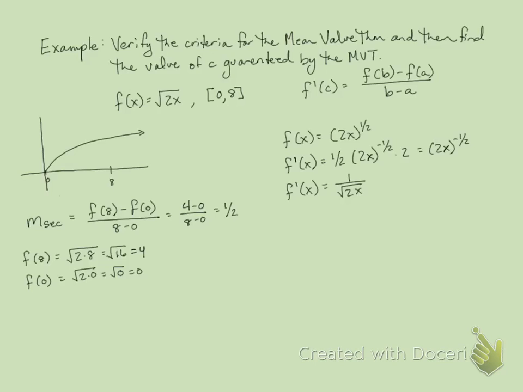And so we're looking for that C, so now we know that f prime of C is going to equal 1/2, and so 1 over the square root of 2c is going to equal 1/2. If we cross multiply here, we get 2 equal to the square root of 2c. If we square both sides, we get 4 equal to 2c. Divide by 2, and we get c equal to 2. And that 2 is in our original interval from 0 to 8. So that's the c we were looking for.